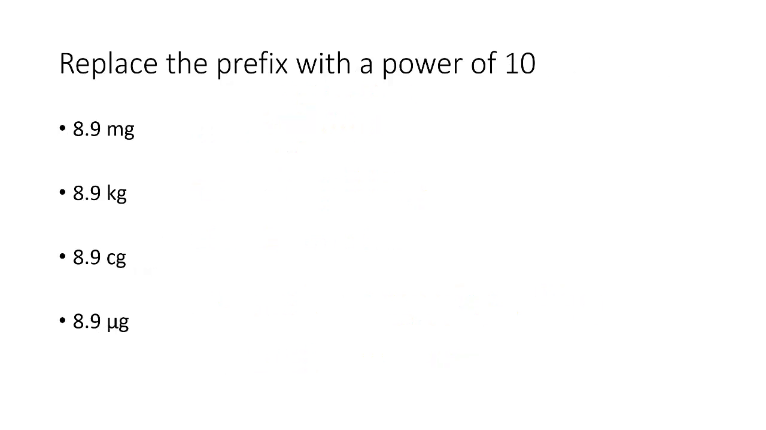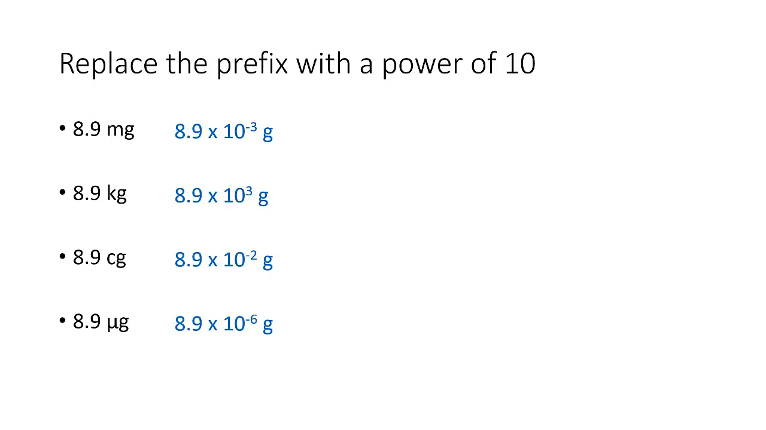Alright, so now it's going the opposite way. So now just replace each of the prefixes here with the power of 10. Feel free to stop the video and then check your work. So 8.9 times 10 to the minus 3 is milli, kilo is 10 to the third, centi is 10 to the minus 2, and micro is 10 to the negative 6.